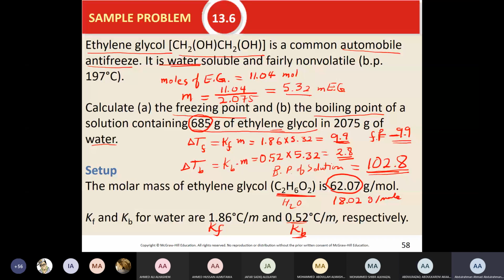Doctor? Yes. What is the temperature on the question? 197. But this is the boiling point of ethylene glycol. You don't need it. Actually it will even affect the pressure slightly, but don't worry about it. Okay. All right. Is this clear? Yes. Solve this problem. Is it easy? Yes. Good. Let's go.